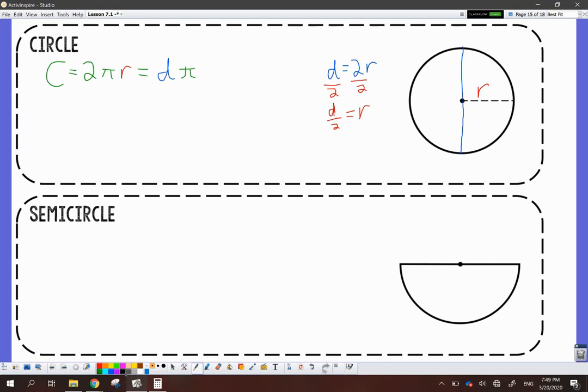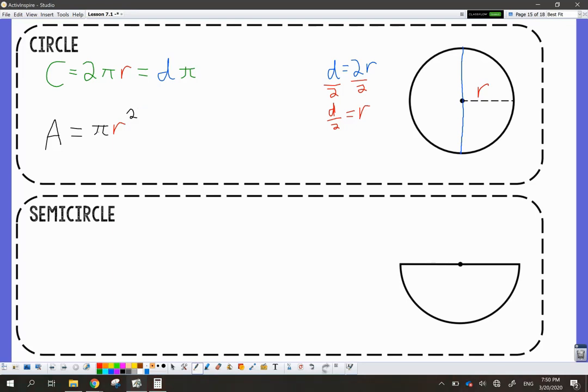But for area, though, you need the radius. You can't find the area with the diameter. You need the radius. So the formula for area of a circle is pi times radius squared. So we need the radius. We need to square it and then multiply that times pi.